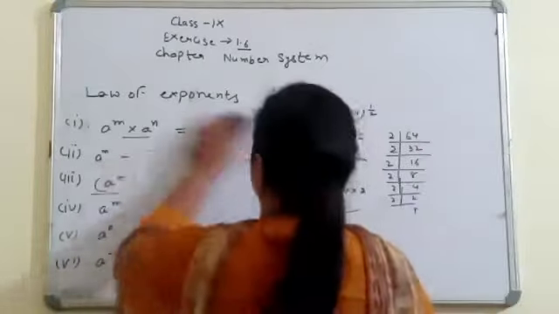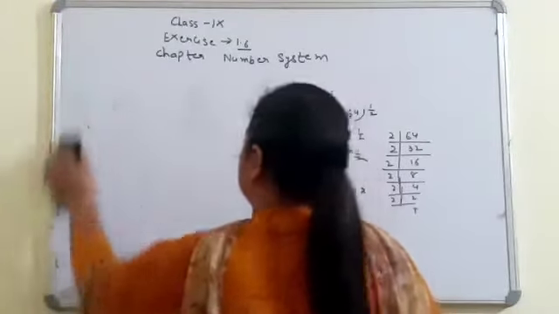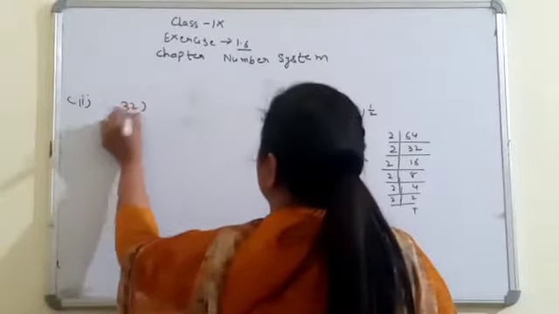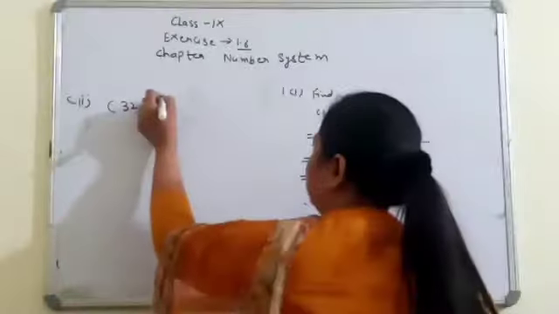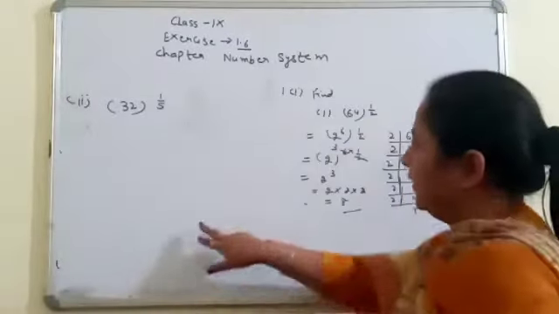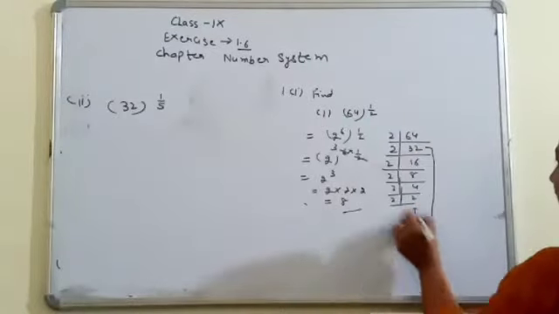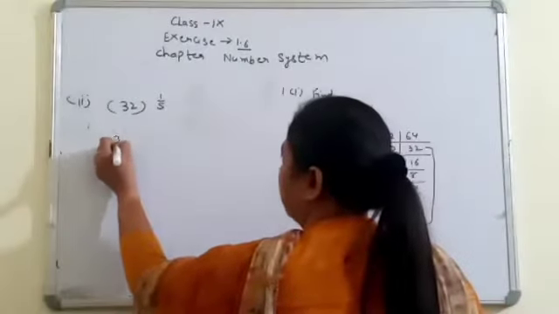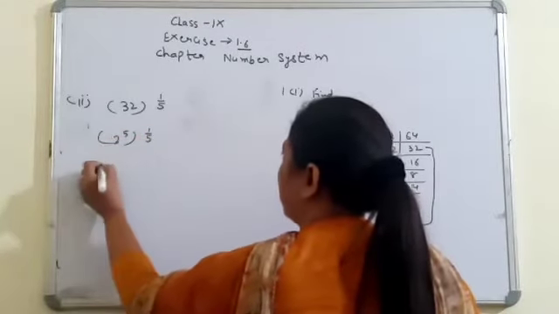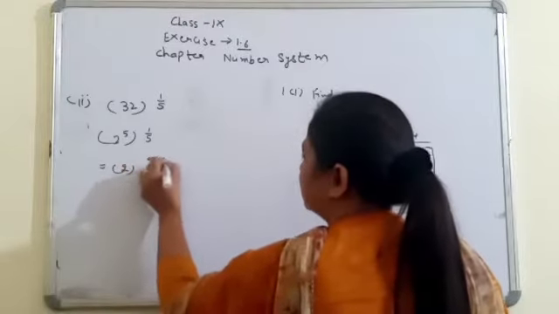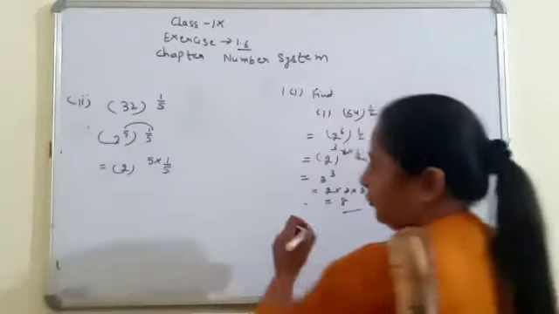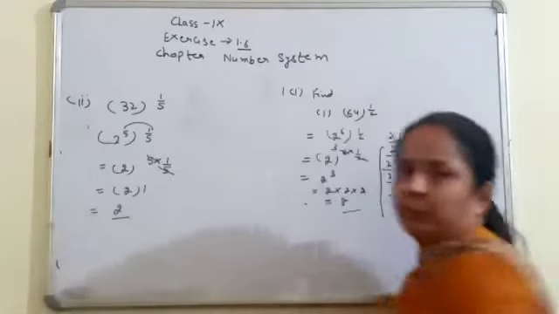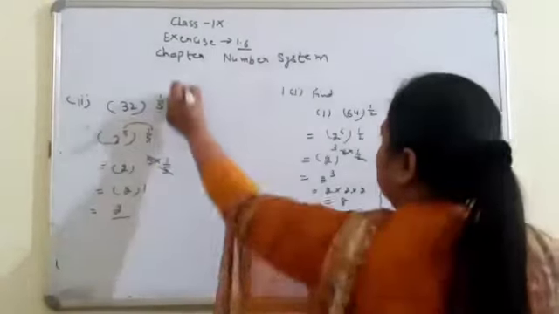Now second part. Let's see its second part, that is 32 power 1 by 5. 32 is 2 power 5. Instead of 32 we can write 2 power 5 into 1 by 5. So we can multiply both the exponents. 5 is cancelled by 5, 2 power 1. So the result is 2. Hope it's clear to you.